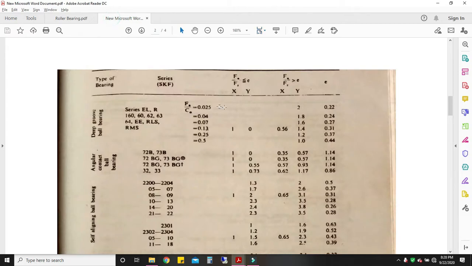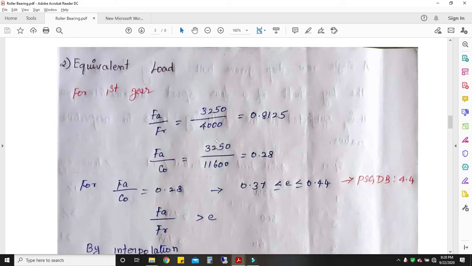Similarly, come to the data book. We have found the ratio of FA by FR, and we have another ratio, that is FA by C naught. FA is 3250 and C naught is the static load carrying capacity of the bearing, that is 11,600, which is given in the problem statement. By operating these two values we get the ratio equal to 0.28. So far we have got two ratios.